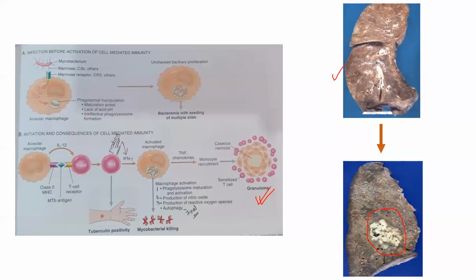So you can see here the alveolar macrophage. It is the same thing. The same Mycobacterium, alveolar macrophage replication, the same class 2 MHC antigen, T cell receptor, T cell differentiates to Th1. Tuberculin test is based on this, and you have mycobacterial killing and caseous necrosis. So that's how the infection with Mycobacterium tuberculosis results in formation of a granuloma.